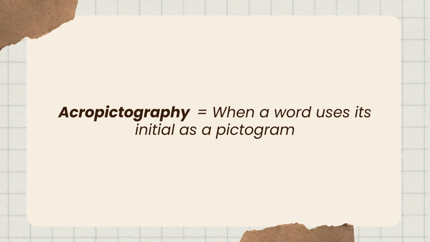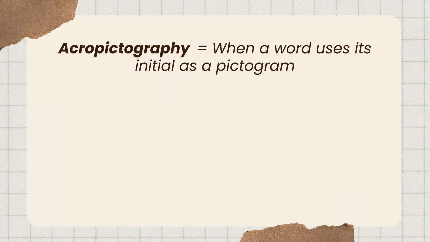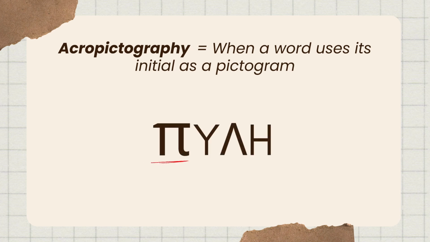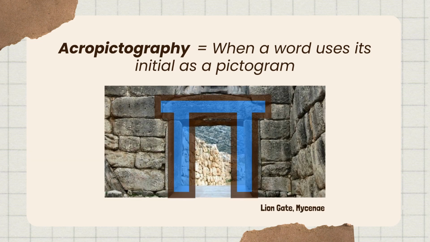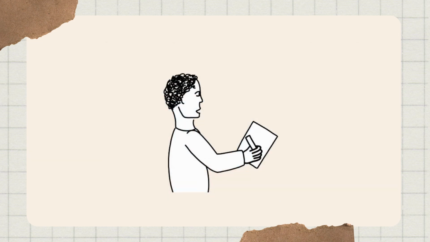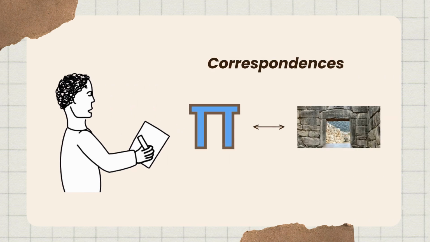Beyond this transformation of certain consonants into vowels, it is important to understand that the Greek alphabet was built on acropictographic properties. We talk about acropictography when a word uses its initial as a pictogram. If we take an example from the first video, the word for door in Greek translates to pili and starts with the letter pi, which mirrors the shape of a door, as evidenced by the lion gate at Mycenae. These acropictographic properties made it very easy to learn to read and write using the correspondences between the shape of a word's initial and its pronunciation.